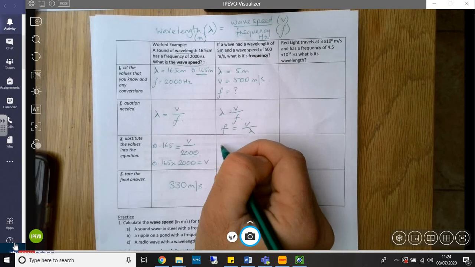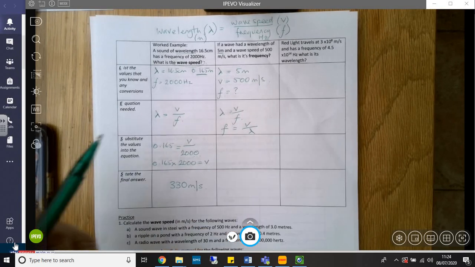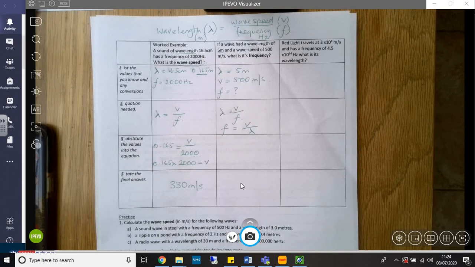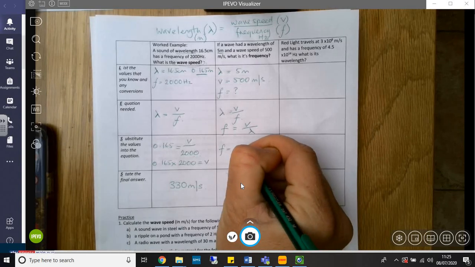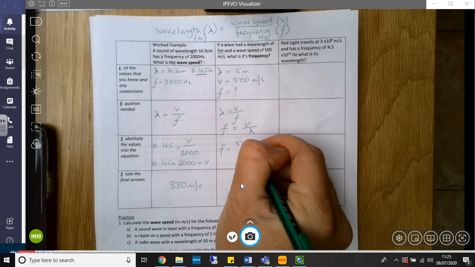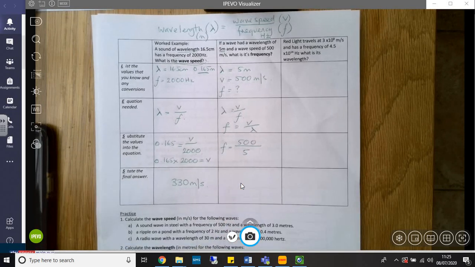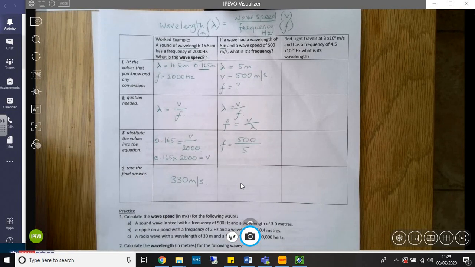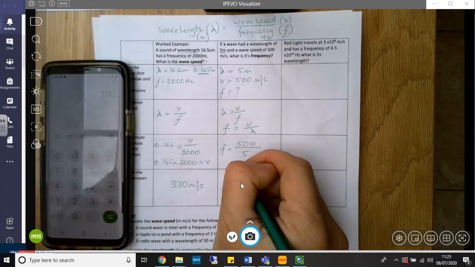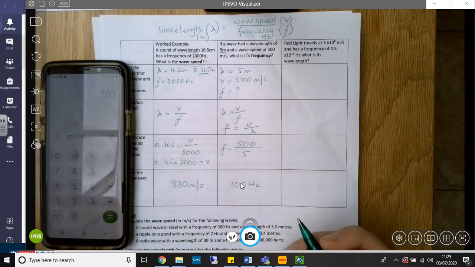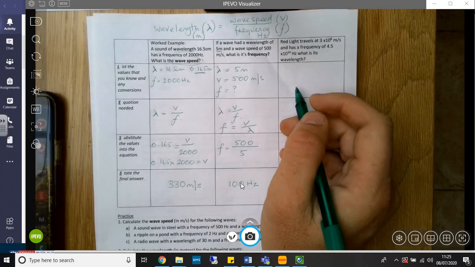So therefore, let's work it out together and substitute our values. Wave speed is 500, and wavelength was 5. So my frequency equals 500 divided by 5, which I know, but I'm just going to write it down for you, so you can see the frequency equals 100 hertz. Okay, so that's how we work out our frequency.